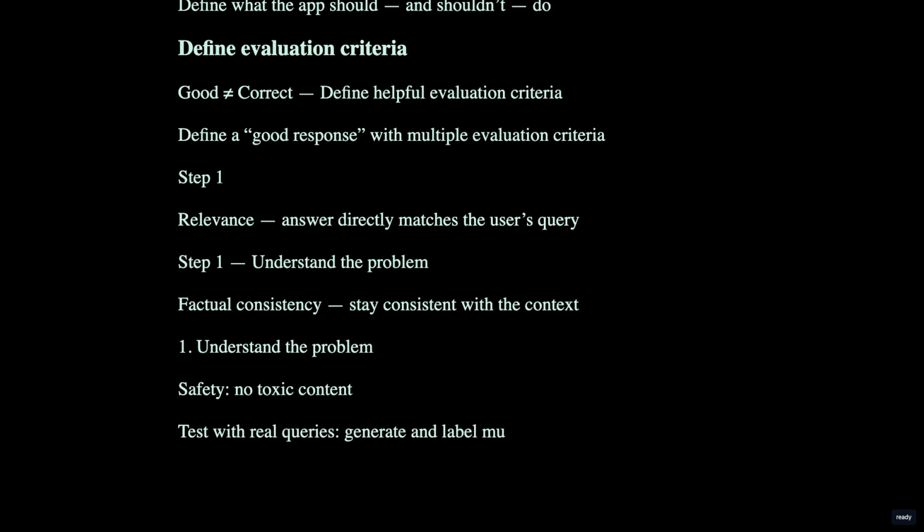Use real user queries where possible and experiment. For each query, produce several candidate responses, either by hand or with models. Then judge each response as good or bad. Those judgments help you refine the acceptance criteria.